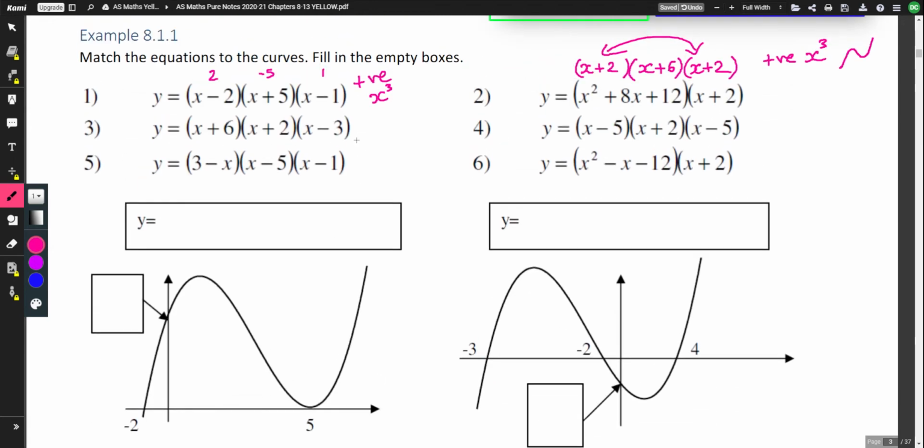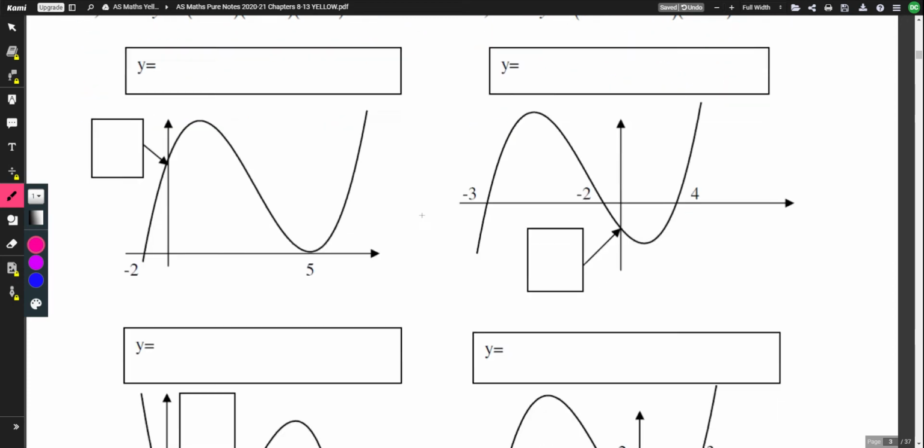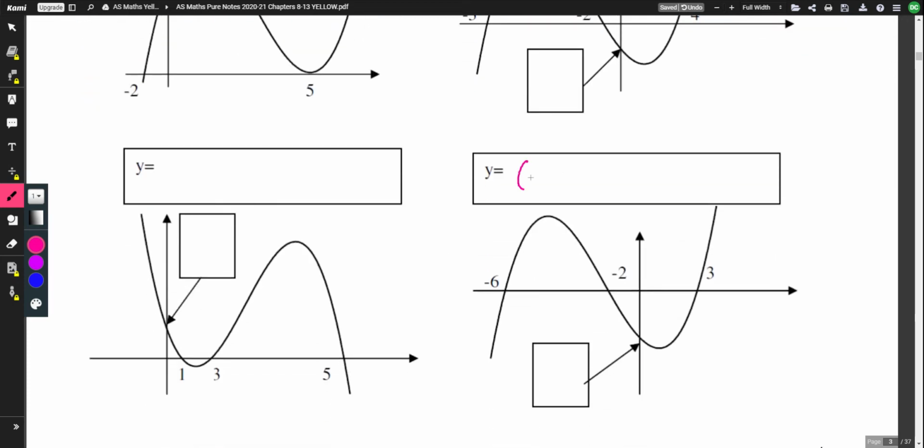The third one, fully factorized already. It's number 3. If we expanded it, once again, it would be a positive x cubed graph. So that's the shape. This time going through the x-axis at -6, -2, and 3. And here it is. We need to find where it crosses the y-axis. As usual, very easy. Sub in x is 0. When x is 0, we've got 6 times 2 times -3, which I make -36.